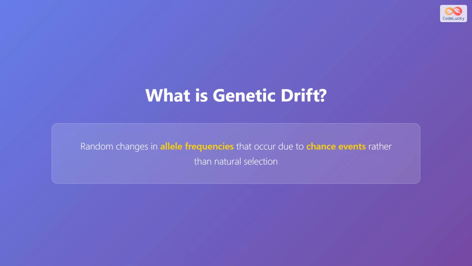Genetic drift refers to random changes in allele frequencies that occur purely due to chance events, rather than natural selection. To understand this, remember that alleles are different versions of genes. In any population, certain alleles might become more or less common simply by luck, not because they provide any survival advantage. This randomness is what distinguishes genetic drift from natural selection, where traits spread because they help organisms survive and reproduce.